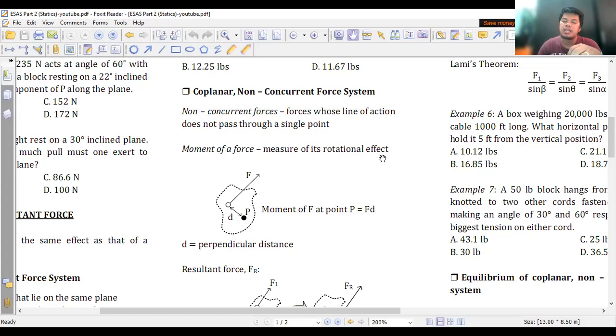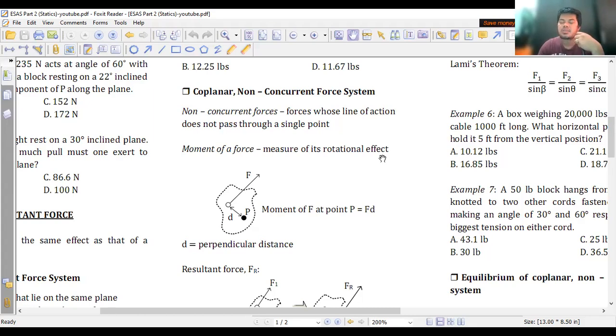So take note that force multiplied by distance is supposed to be a unit of energy, no? Or a formula for energy. Force, like newton, multiplied by meter. So that's supposedly joule, right? But when we calculate moment or torque, the unit of moment or torque is not a unit of energy, okay?